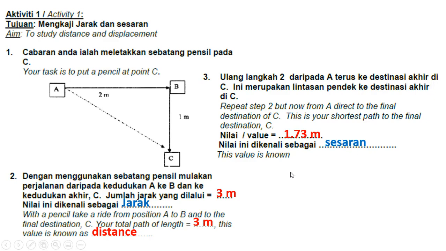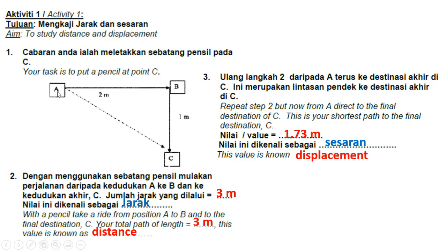Okay. So what is displacement? Displacement is the distance that we take from the first initial position A to our final position C. So from A to C is what we call displacement. And just now distance is from A to B and then B to C. So this is longer distance. Okay, or in other words, displacement is the shortest distance travelled.